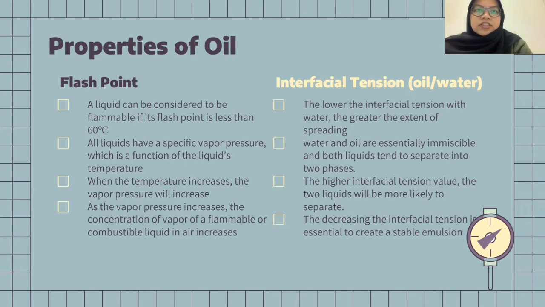Next is the interfacial tension, focused on oil and water. The lower the interfacial tension with water, the greater the extent of spreading. Water and oil are essentially immiscible, and both liquids tend to separate into two phases. So the higher the interfacial tension value, the more likely the two liquids will separate. Decreasing the interfacial tension is essential to create a stable emulsion between oil and water.